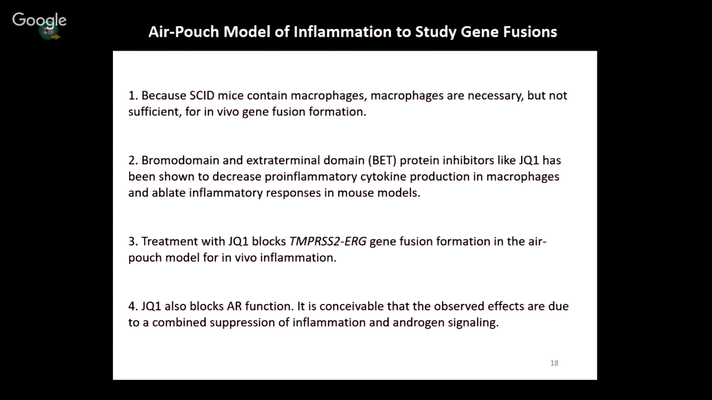Third, treatment with JQ1 blocks TMPRSS2-ERG gene fusion formation in the air pouch model for in vivo inflammation. And fourth, JQ1 also blocks AR function, androgen receptor function. It is conceivable that the observed effects are due to a combined suppression of inflammation and androgen signaling.